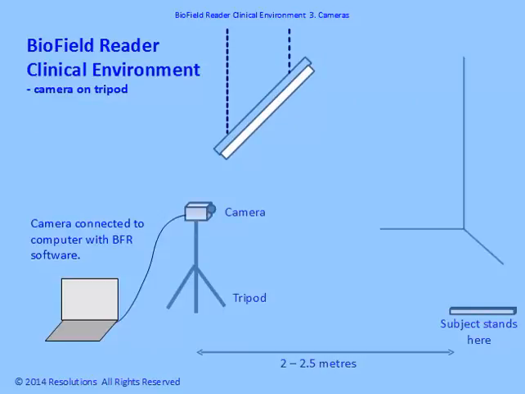You've seen this already in the lighting setup if you've looked at that tutorial, but it's just showing you that you need to have your camera in line with your light. Here we've got an angled light on chains. The camera's in line with it, the subject's here, and the camera's in line with the subject. So this could be your video camera or your webcam on the tripod attached to your computer with the BioField Reader software so it can live stream through.